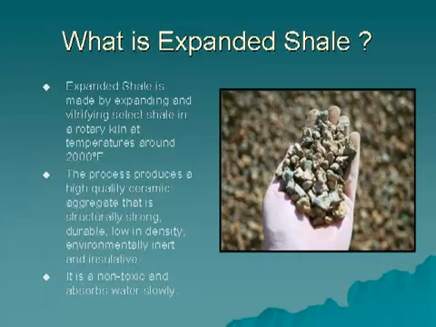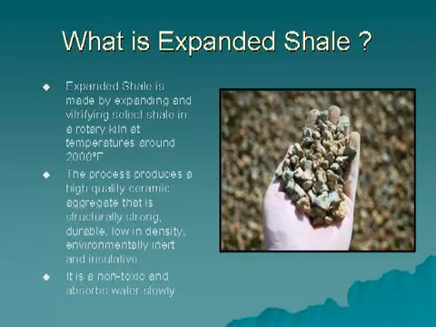What is expanded shale? Expanded shale is made by expanding and vitrifying select raw shale in a gas-fired rotary kiln at temperatures around 2,000 degrees Fahrenheit. Similar lightweight aggregate can be manufactured using select clay deposits, resulting in expanded clay. For the rest of this presentation, we will use ES&C as an acronym for both expanded shale or clay, since the finished product is virtually identical in performance.